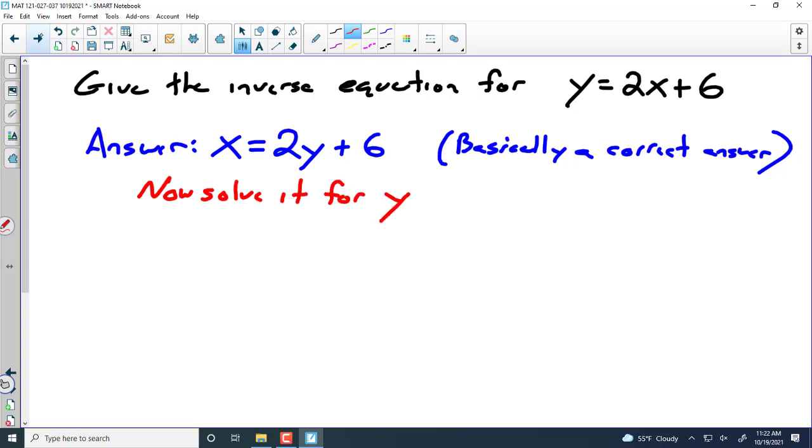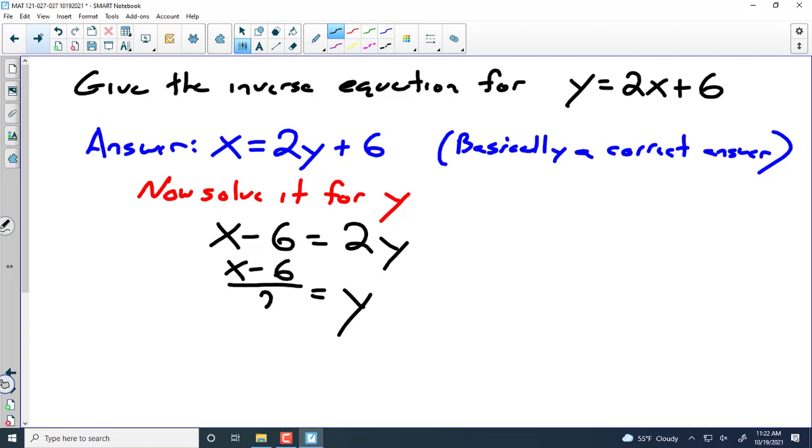Which we can actually do in 2 steps. What are our 2 steps? To solve for y, get y all by itself. Yeah, well, first move the 6, then we'll divide by 2. We actually could divide by the 2 first. But in this case, I think it's easier to subtract the 6 from both sides and then divide both sides by 2. Okay, that's our inverse.